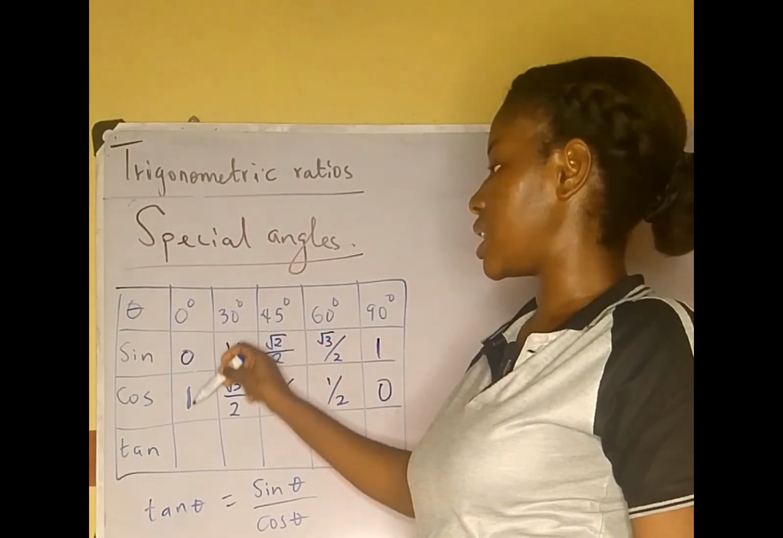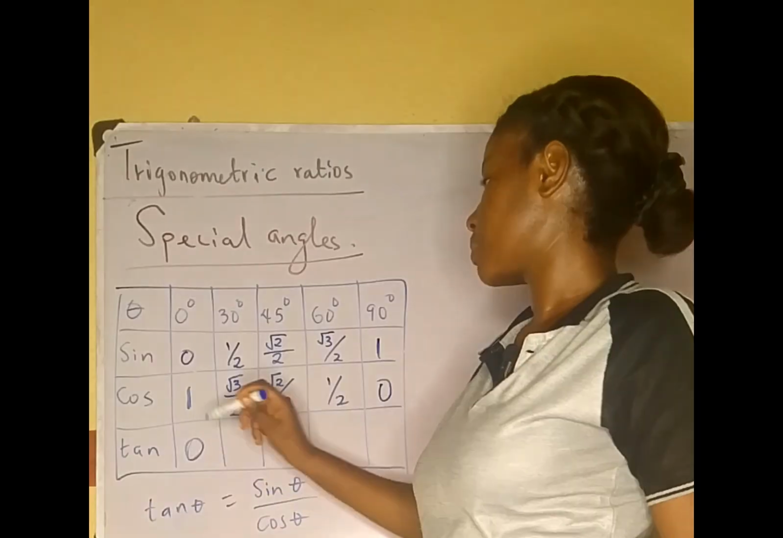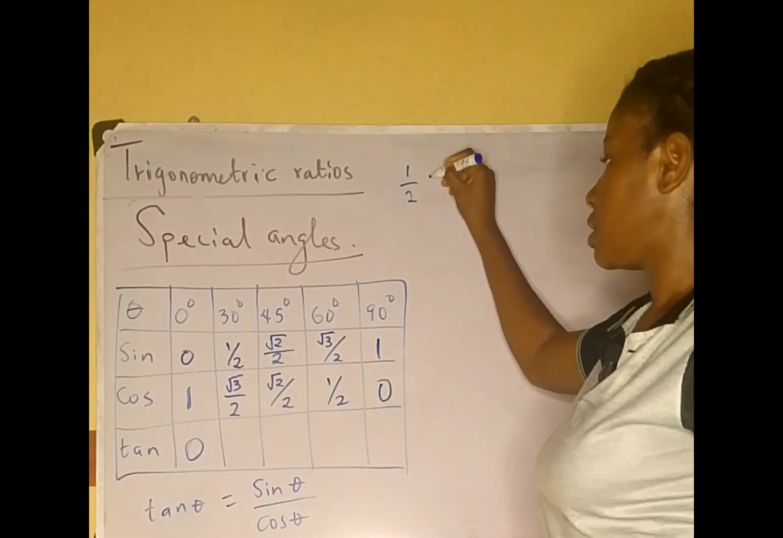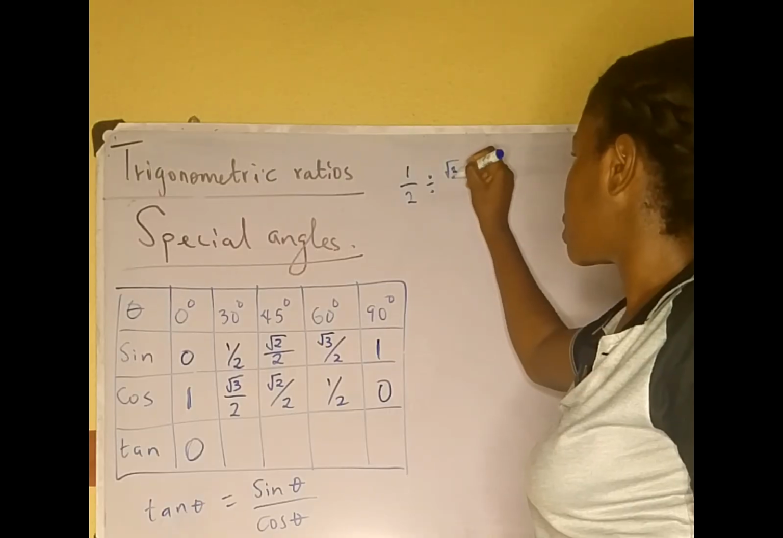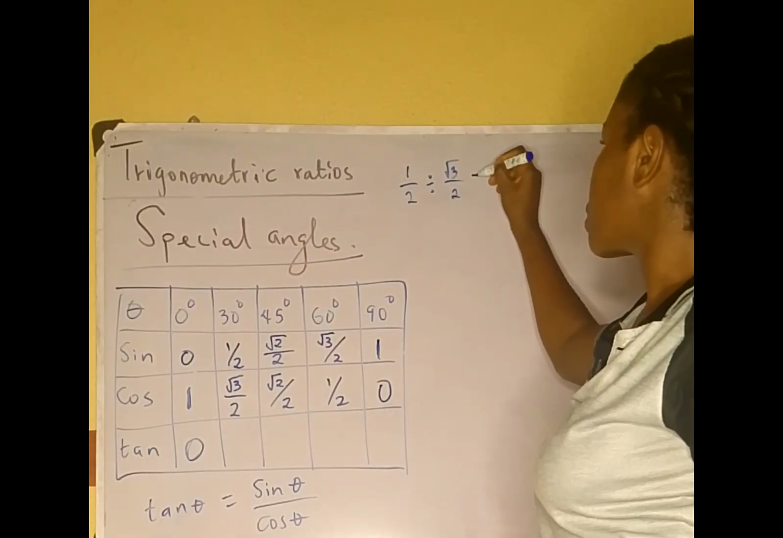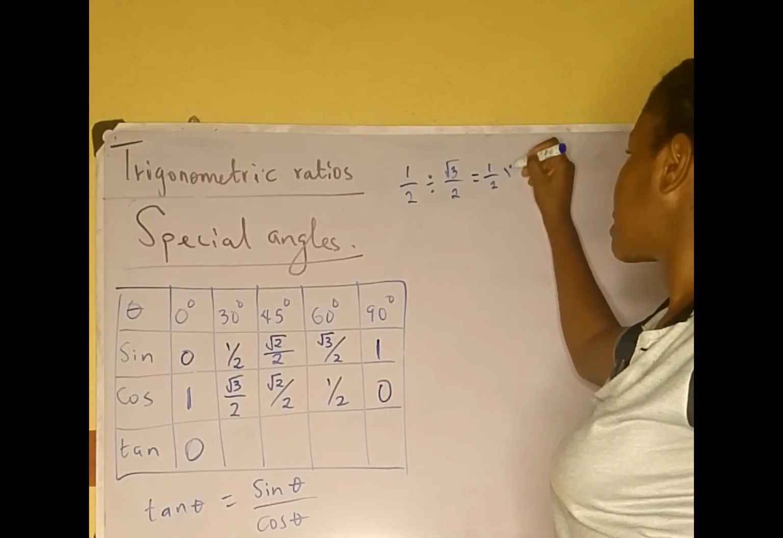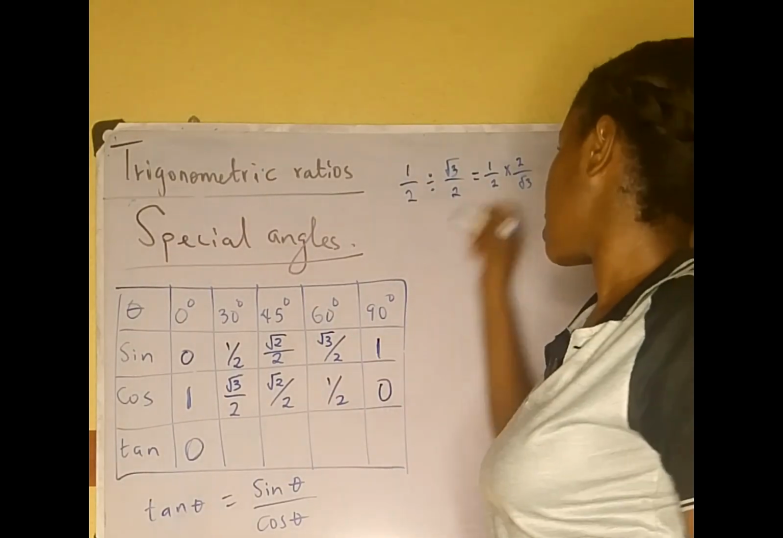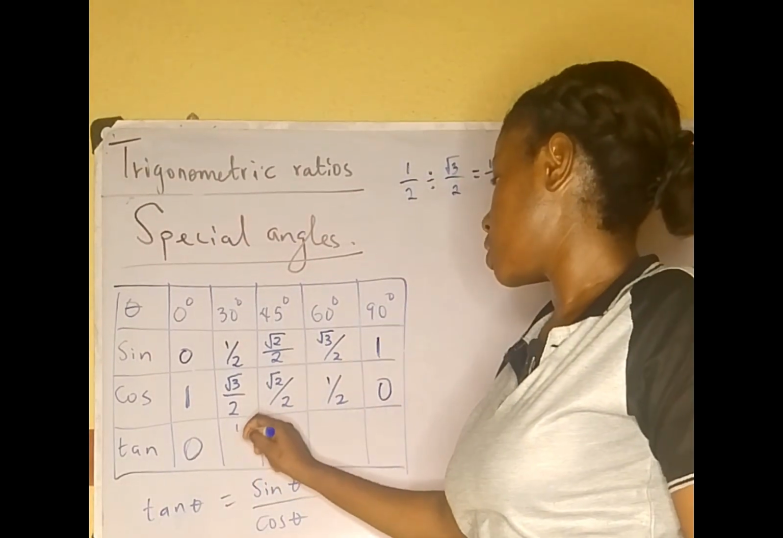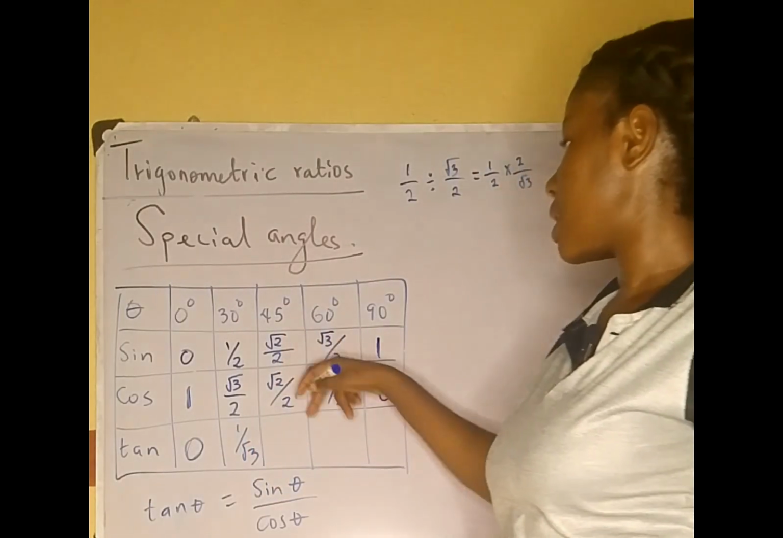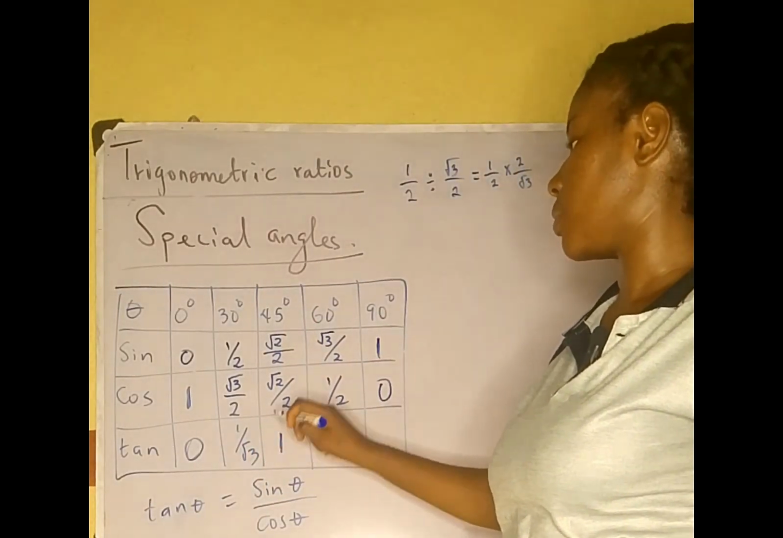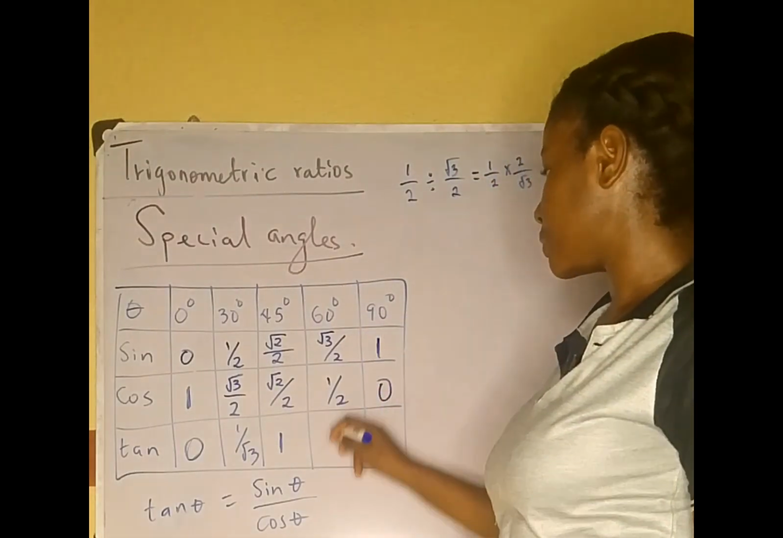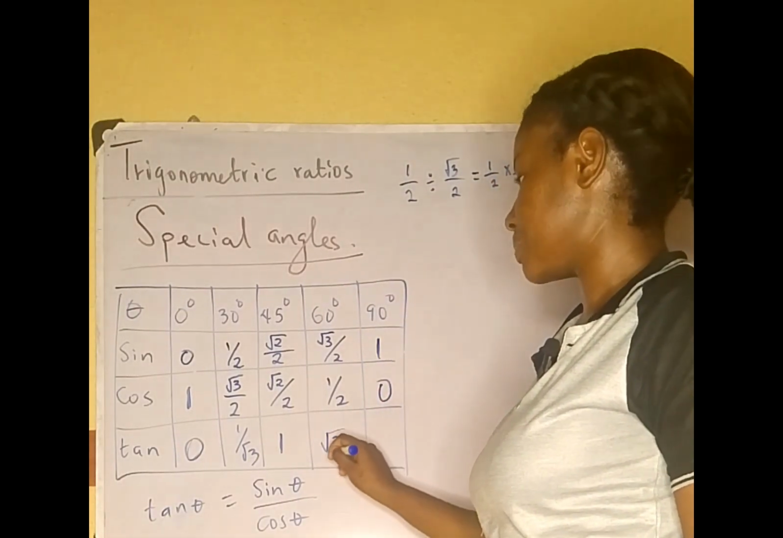So when I do 0 divided by 1, that's 0. If I do 1 over 2 divided by root 3 over 2, this is going to be 1 over 2 times 2 over root 3, which ends up as 1 over root 3 because the 2 will cancel out. So this is 1 over root 3. For this one, if they divide each other, we'll get 1, so tan 45 is 1. If I divide here, I'm going to end up with root 3.